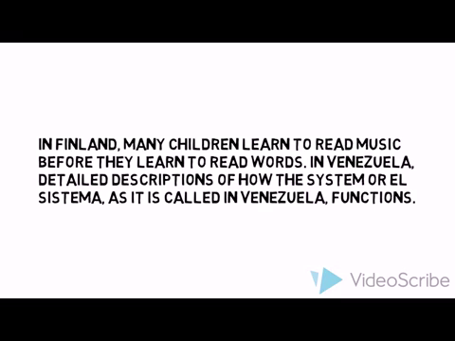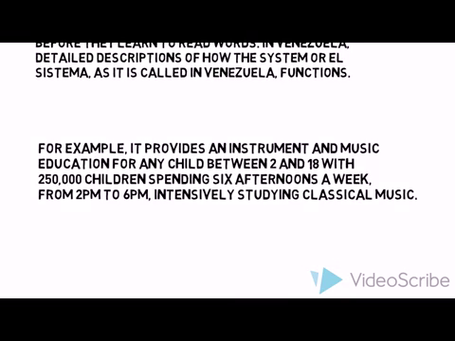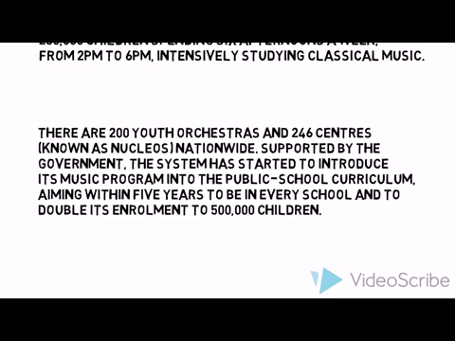In Venezuela, detailed descriptions of how the system, or el sistema as it is called in Venezuela, functions. For example, it provides an instrument of music education for any child between 2 and 18, with 250,000 children spending 6 afternoons a week from 2 p.m. to 6 p.m. intensively studying classical music. There are 200 youth orchestras and 246 centres known as nucleos nationwide.